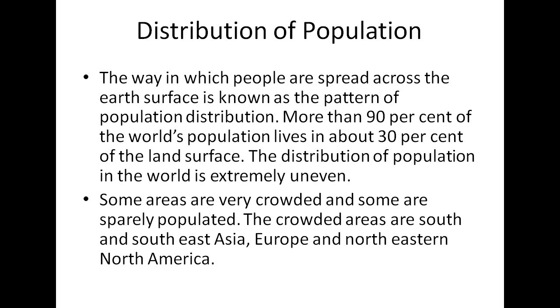The way in which people are spread across the earth's surface is known as the pattern of population distribution. Basically, the way we are spread across the entire world, the entire earth's surface, is what is known as the pattern of population distribution. Now, more than 90% of the world's population lives in about 30% of the land surface.